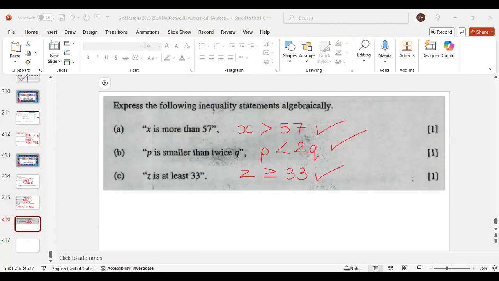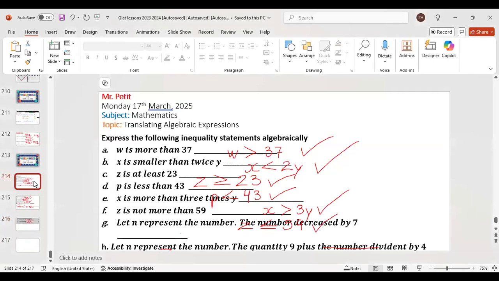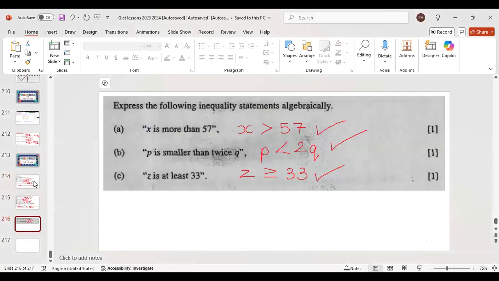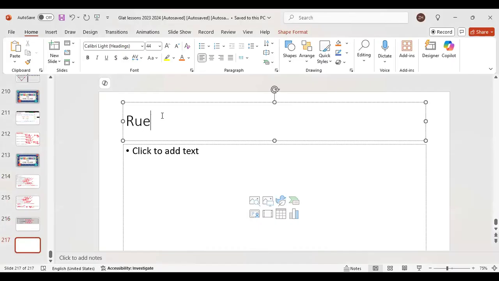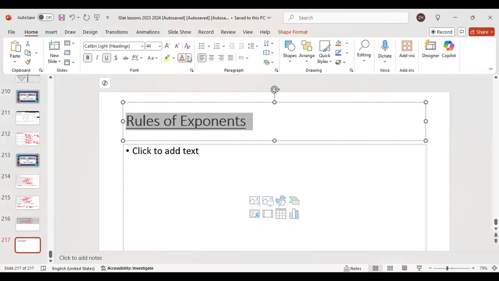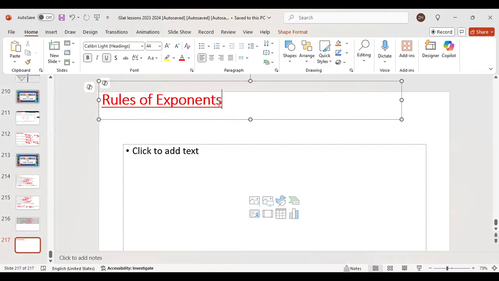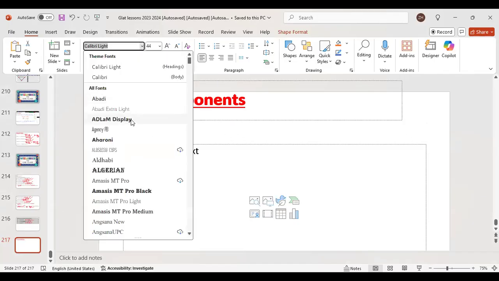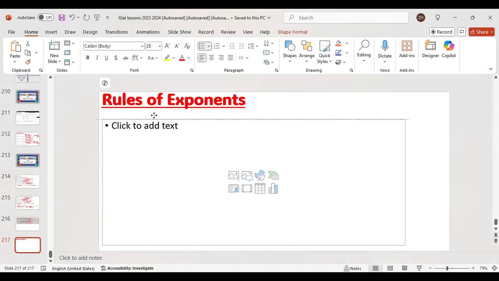Okay, hopefully in this one you redeem yourself. All right, so let's go ahead and do these questions. We're gonna do translating algebraic expressions. I didn't say the next thing. We're gonna do rules of exponents. So that's our rules. Are we writing this one? Yeah, writing this down. Rules of exponents. Okay, so let's go ahead and do this. All right. Rules of exponents.